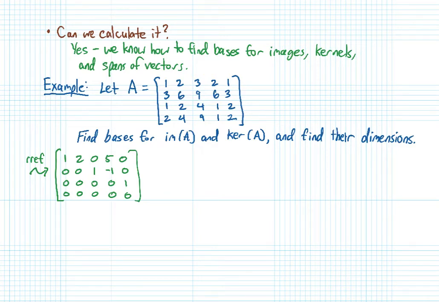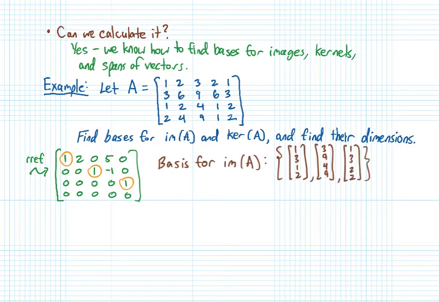And from this, the easiest thing for us to do is to find a basis for the image of A. And to do that, we look at where the pivots are. There are 3 of them. And we just take the vectors that are in the columns of A in the same spots where the pivots are. And so this is your basis for the image of A.